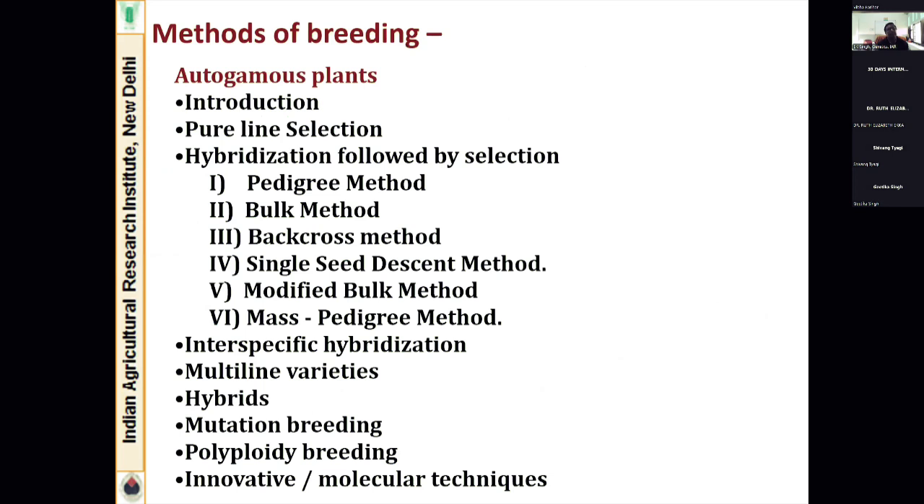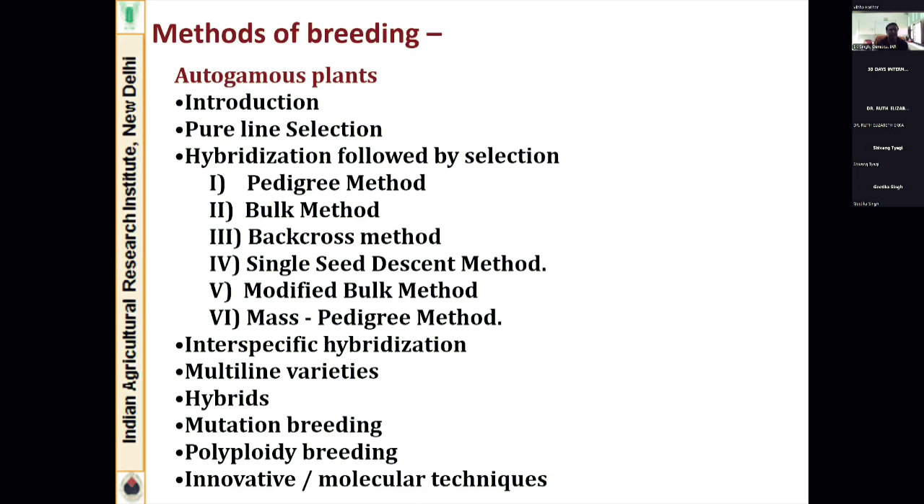As we deal with the methods of breeding, there are three different types of crops. One is autogamous or self-pollinated crops. In this, these are the basic methods which we commonly use: introduction, pure line selection, hybridization followed by selection. Among these, different manipulations are there: pedigree method, bulk method, backcross method, single seed descent, modified bulk, mass pedigree method. These are different methodologies with slight modifications from each other.